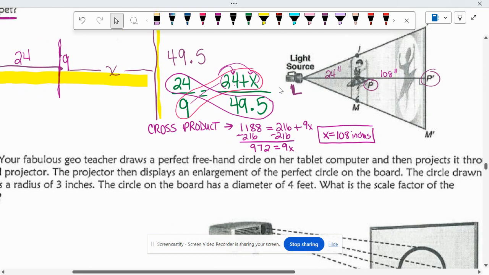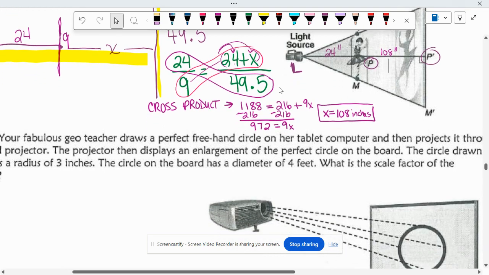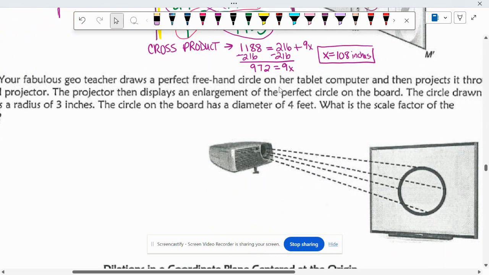Your fabulous geometry teacher draws a perfect freehand circle on her tablet computer and then projects it through the overhead projector. The projector then displays an enlargement of the perfect circle on the board. The circle drawn on the tablet has a radius of 3 inches. The circle on the board has a diameter of 4 feet. What is the scale factor? So let's do some comparing really fast.